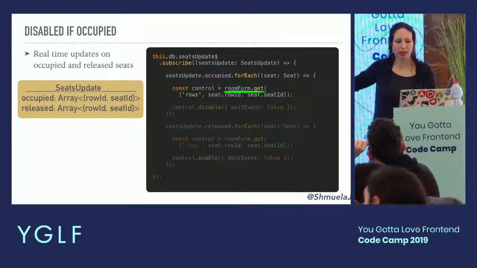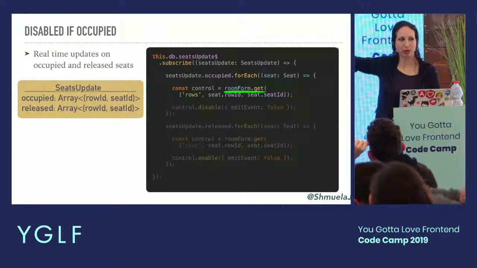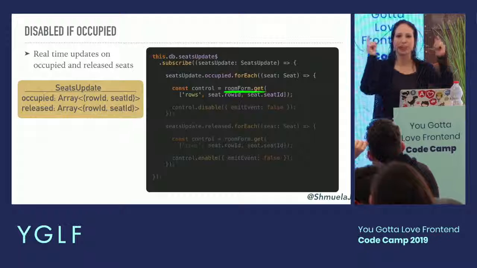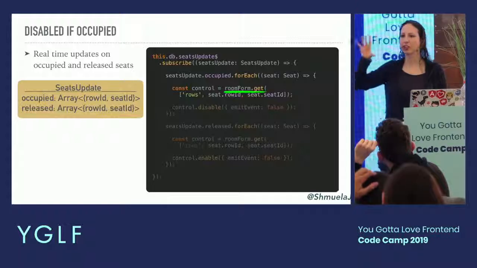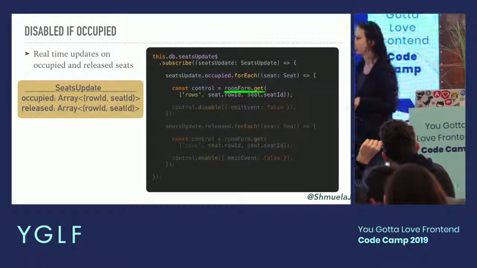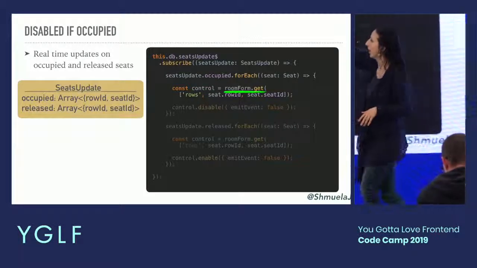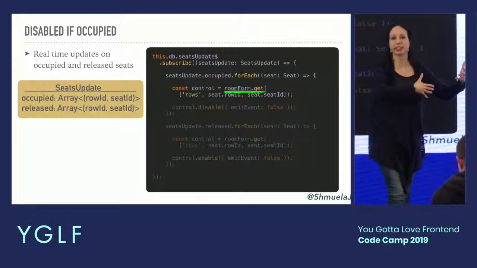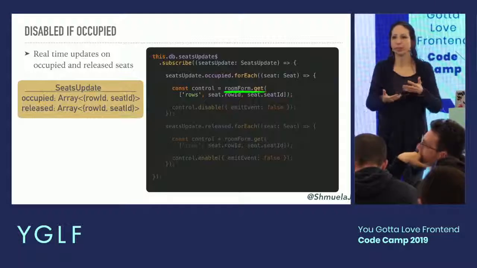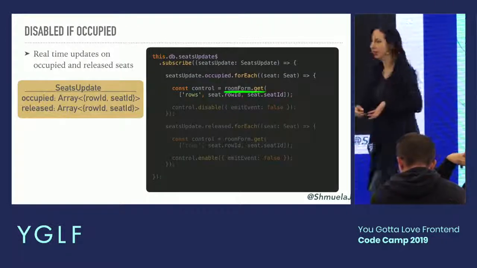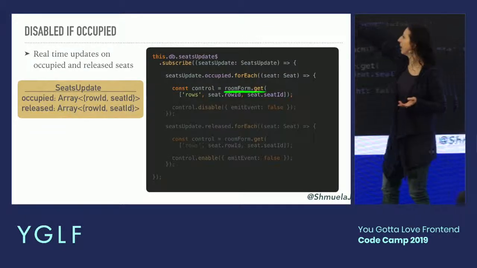And for each of those, I'm going to the room form. So this is the form that we just created. I'm getting the right seat. So get is a method that Angular gives us to select a specific form control or form group or form array by passing the path to it, because it's nested. So it can get strings, and it can also get variables that we know their value. Okay, so I know that it's under rows, and I have the row ID.